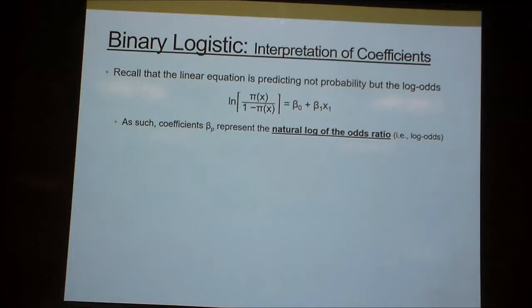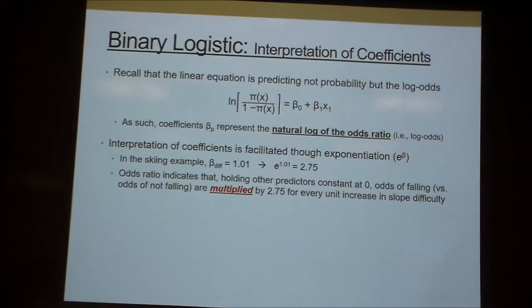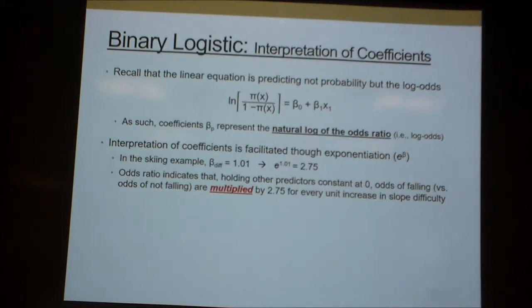Talking about the odds of it being in one group versus another. But remember that our equation that we're estimating isn't predicting probability, it's predicting log odds. And so our coefficients represent a change in the natural log of the odds ratio, which can be kind of confusing to talk about. So to interpret these coefficients, we can exponentiate them to start turning these log odds back into an odds ratio that we can talk about a little bit more meaningfully.